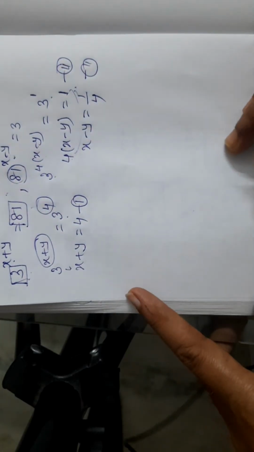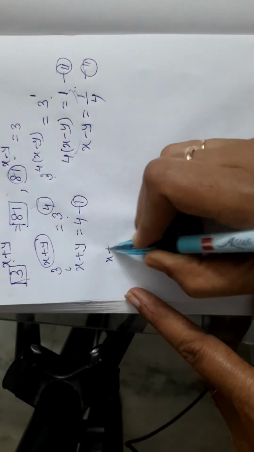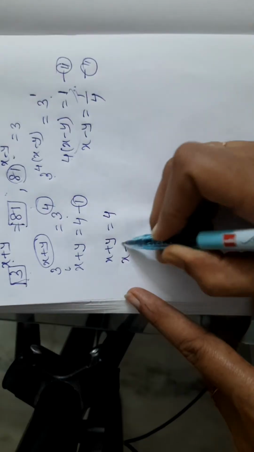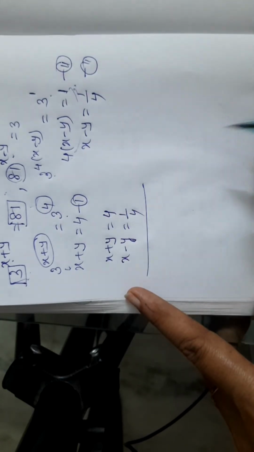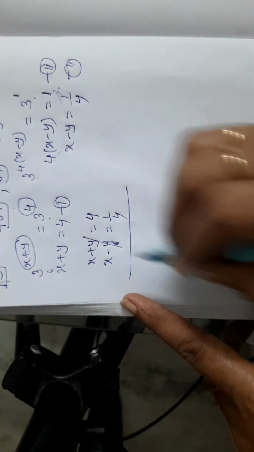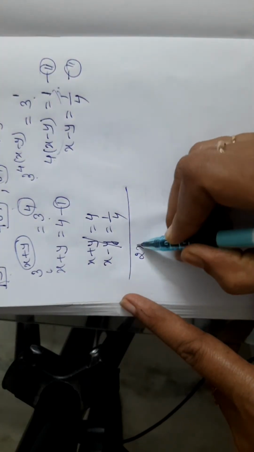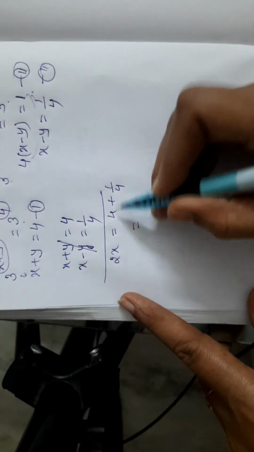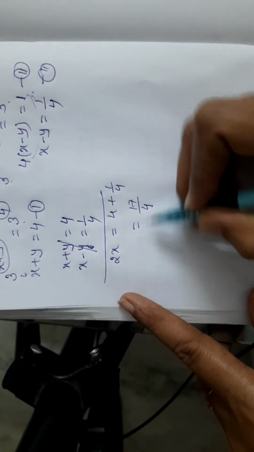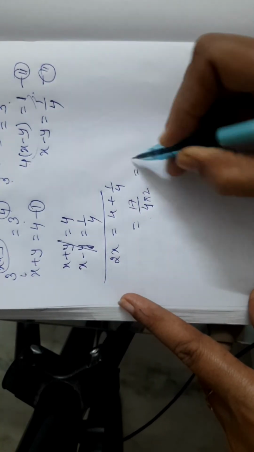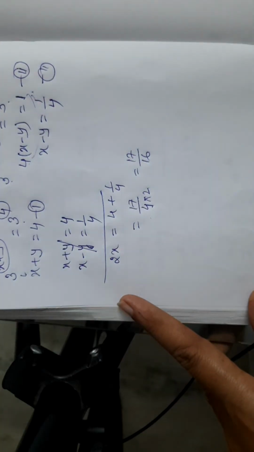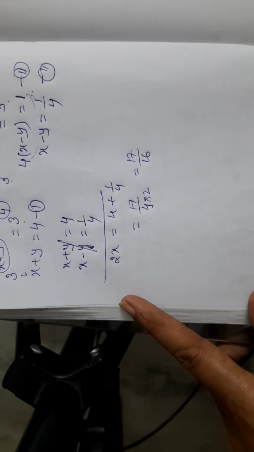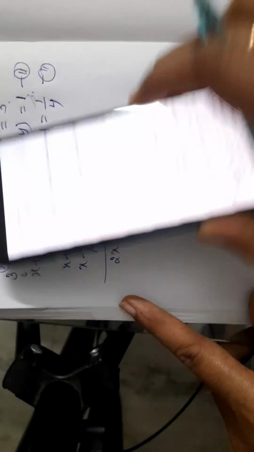Now compare both the values. x plus y is 4. x minus y is 1 by 4. So plus y and minus y will get cancelled. Now here 2x is equal to 4 plus 1 by 4. Get the LCM of this. 4 fours are 16, plus 1, 17 by 4. Shifting this 2 to the denominator, thus it is 17 upon 16. We got the value of x as 17 upon 16. Here some different values are given. Okay, here in the options they have given like this.